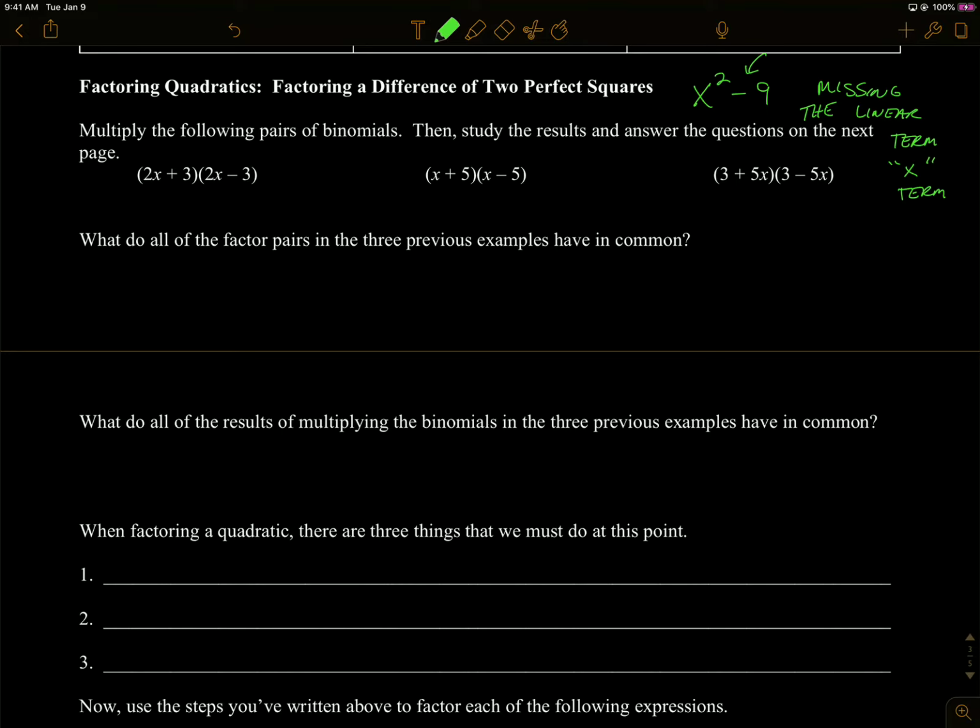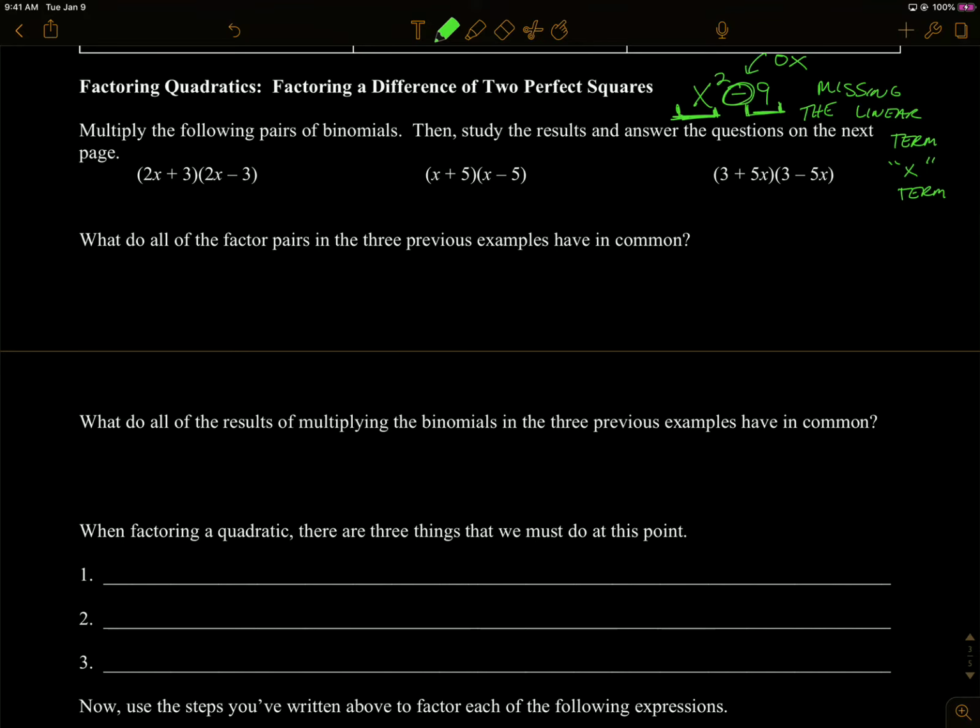Right? There's no plus 3x or plus 5x, so the linear term is really 0x. We call that a difference of two perfect squares because when this happens, the first term is a perfect square and the last term is a perfect square. It's called a difference because of the subtraction sign. So when you see a difference of two squares, we know how that factors immediately.